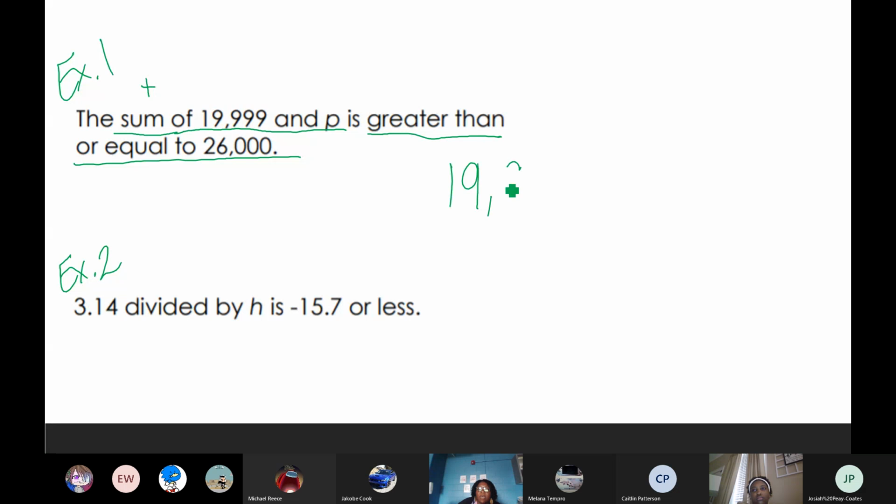The sum of 19,999 and what number? Do we know the number? No. Nope. Plus P is greater than or equal to 26,000. What I did first was I highlighted or annotated. I looked for my important information.